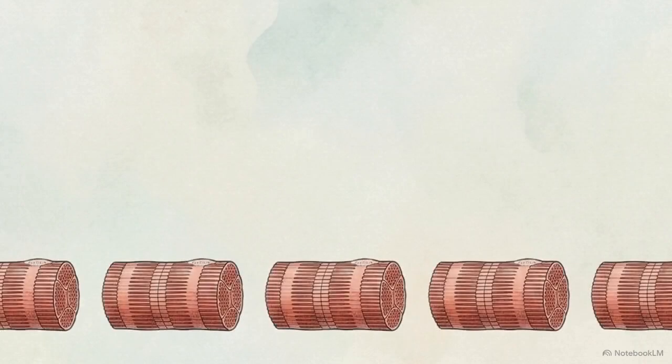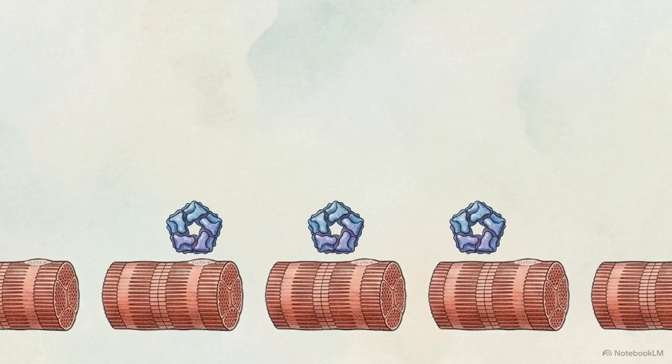To induce flaccid paralysis, we target nicotinic receptors on the motor end plate.